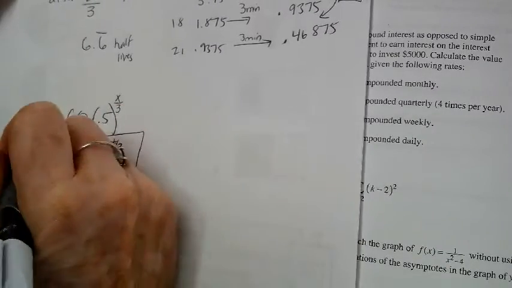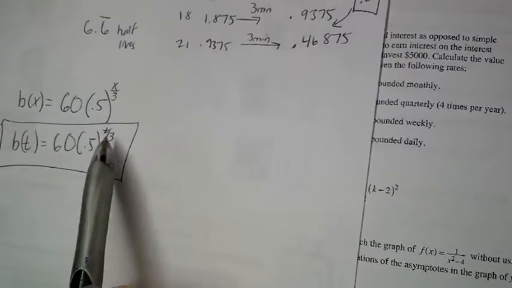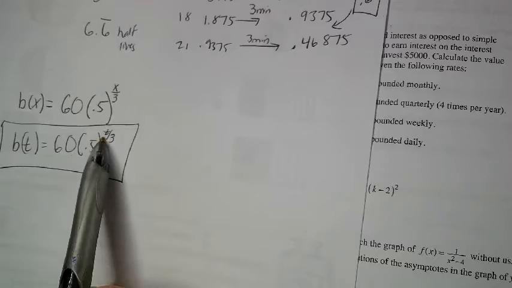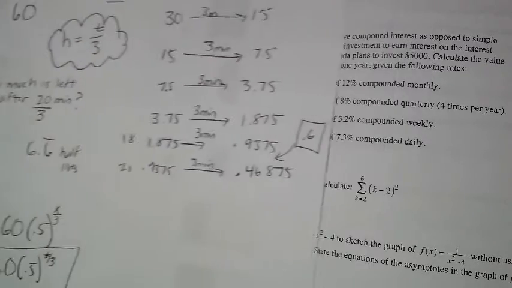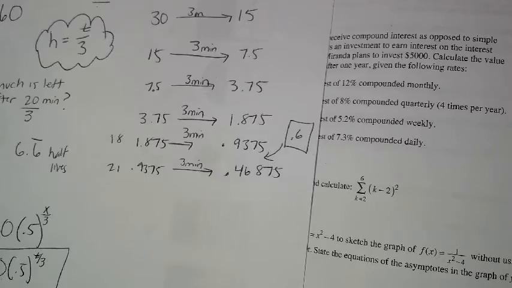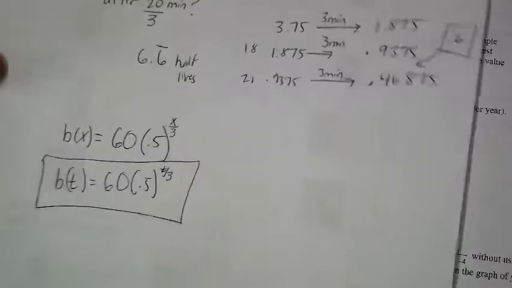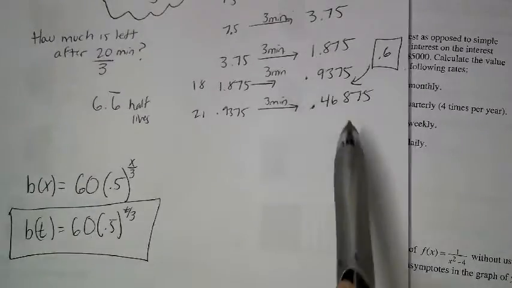That way, if I put my 20 minutes in there, I get 20 over 3. That gives me, remember, 6.666 half-lives. And then if I plug that into this formula, I'll get my actual answer, which was around 0.6 or something.